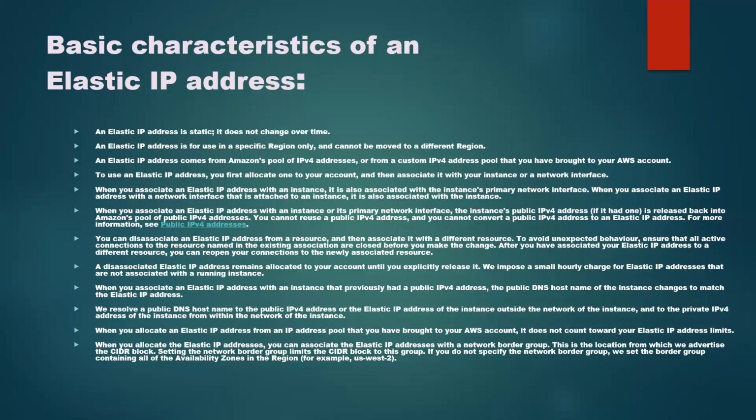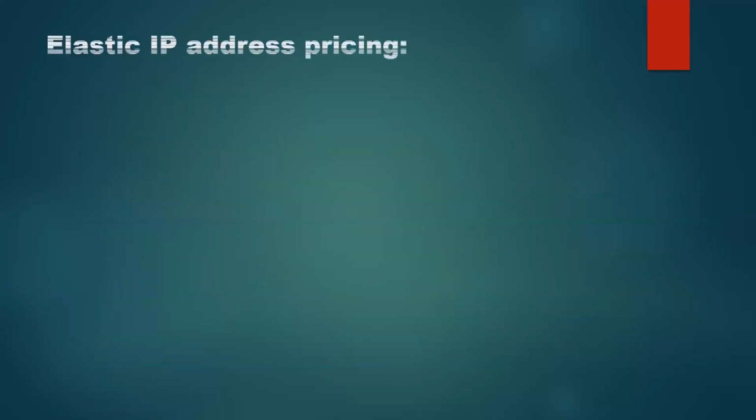Setting the network border group limits the CIDR block to this group. If you don't specify the network border group, we set the border group containing all of the AZs. So by default, AWS will do that, with all the AZs included.